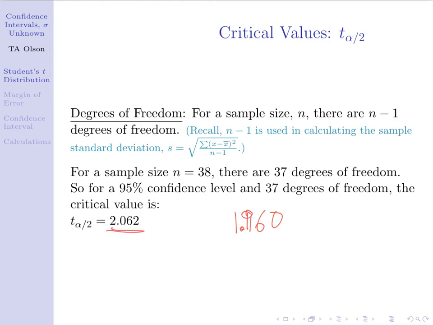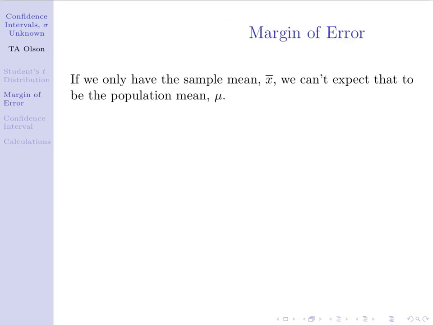In general, our critical t-values are always going to be larger. In fact, our student's t-distribution begins to look approximately normal as the sample size gets arbitrarily large. In the limit to infinity, they actually are equal. But for a finite n, the student's t-distribution is a little more spread out, and our critical values are going to be larger.